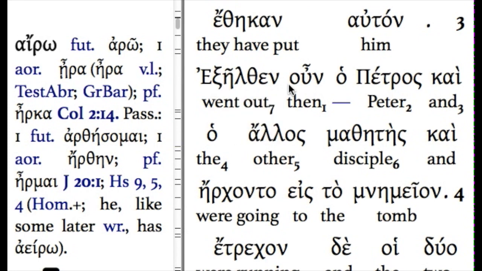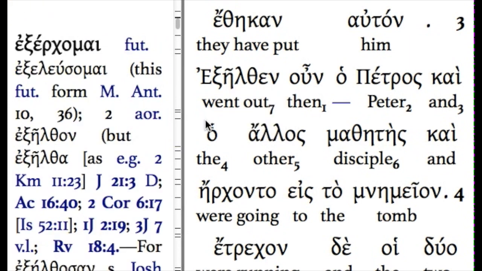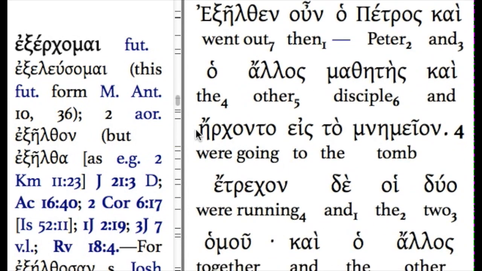Exelthen oun ho Petros. Exelthen. Oh, can anyone tell me what the lexical form of exelthen is? Exerchomai, right? Because what is this? A second aorist. And as I've warned you, erchomai is a very common word in Greek, and so is its aorist form, elthen. So ex is out, so exelthen. Peter went out, and the other disciple, and erchonto.